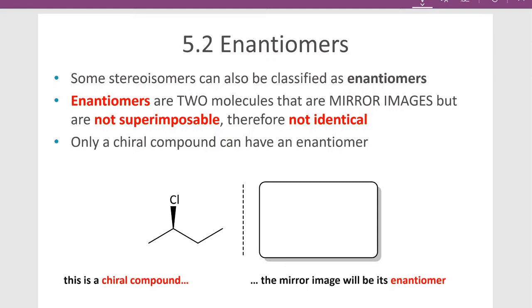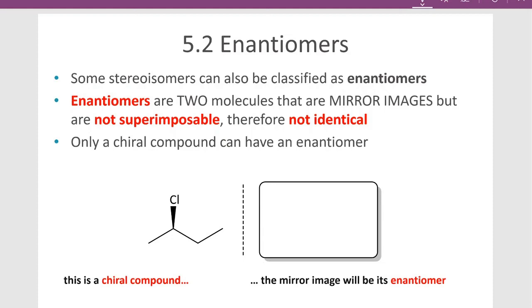Hello and welcome back. In this video we will further discuss what enantiomers are, and we'll also discuss how to draw enantiomers and how to name enantiomers. Okay, so we're going to discuss a naming convention called the Ingold-Prelog convention, which labels enantiomers as either R or S. Let's get started. So some stereoisomers can be classified as enantiomers.